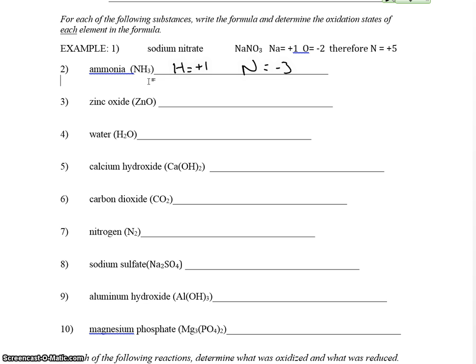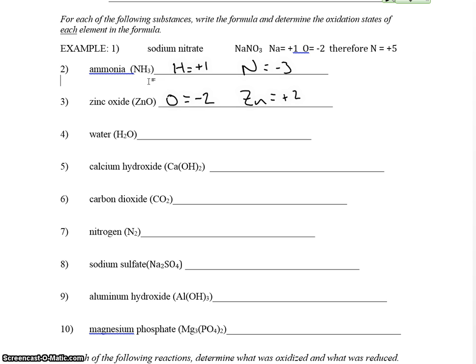Zinc oxide's done the same way. What we know for sure is that oxygen will always have a -2 oxidation number. And therefore, in order to get zinc oxide to cancel out their charge, not their charge, but their oxidation state, to get it to 0, that means our zinc has to be +2. Now notice for these first two examples, the oxidation number and the ionic charge is the same. A lot of times that'll be the case, but not all the time. So we can't necessarily say that one will always equal the other.